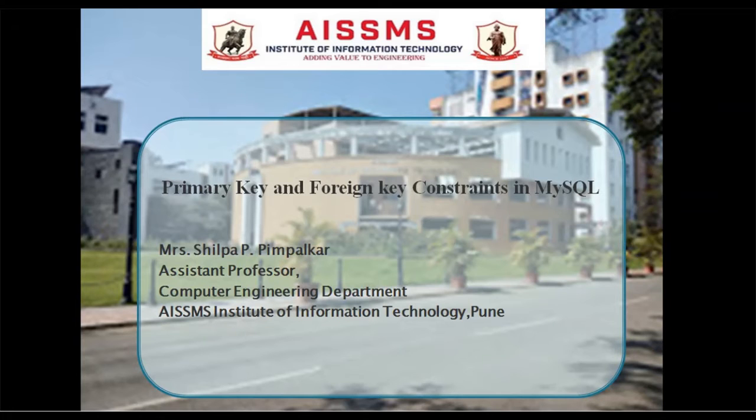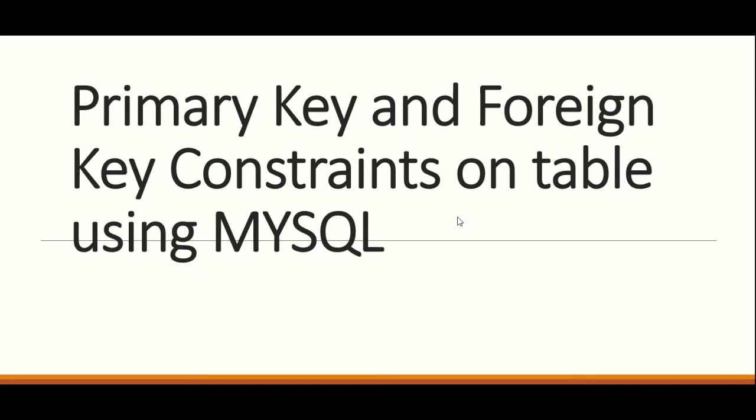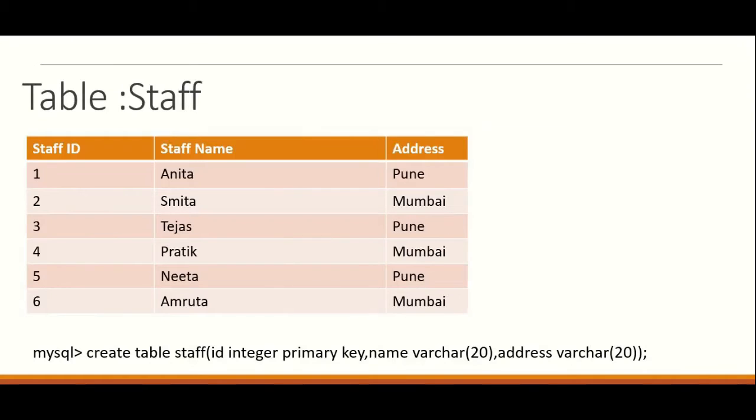In this session, we are going to discuss primary key and foreign key constraints in MySQL. For understanding these constraints, you need to understand the structure of the table. Here, for example, I am considering a staff table with staff ID, staff name and address. What all values do we want to record in this table? We are going to record staff ID, staff name and address.